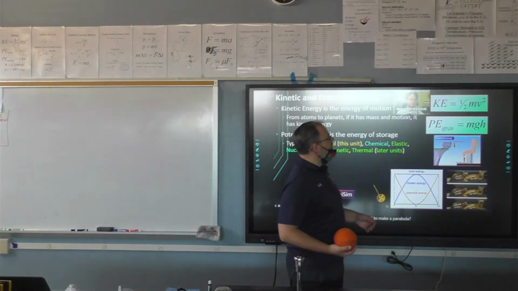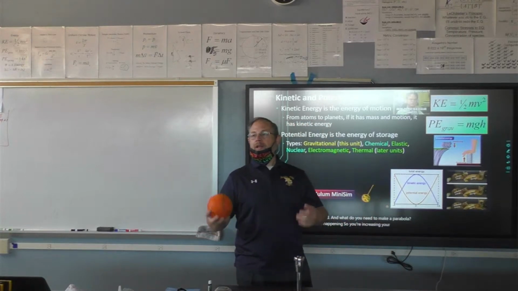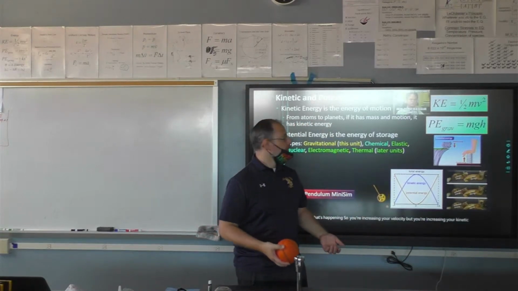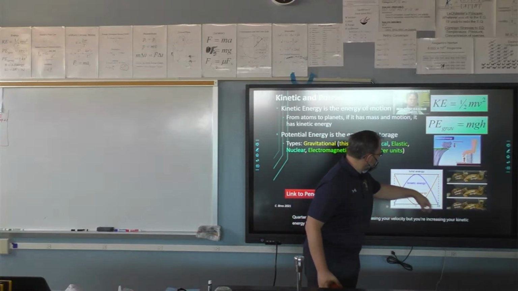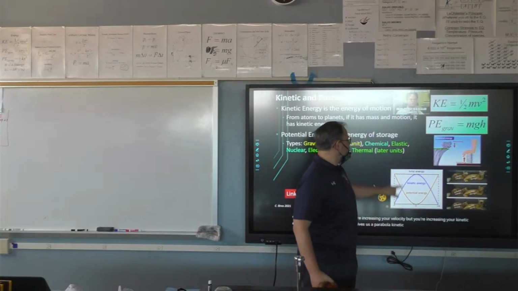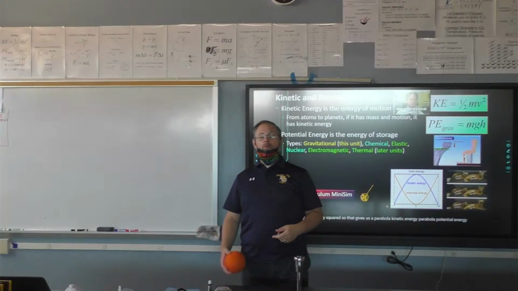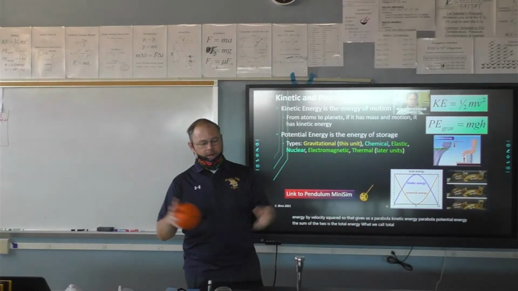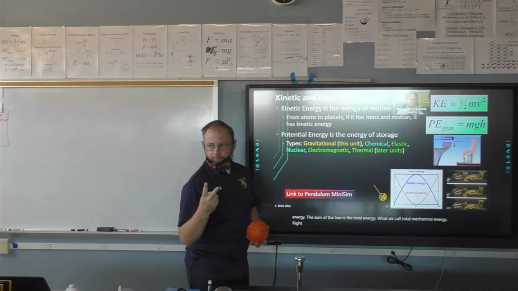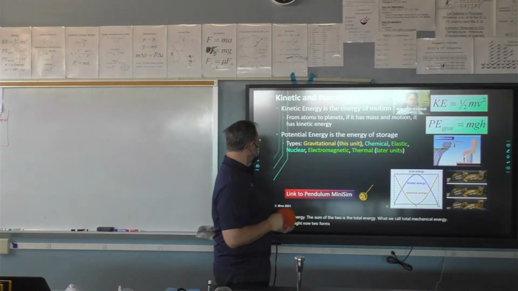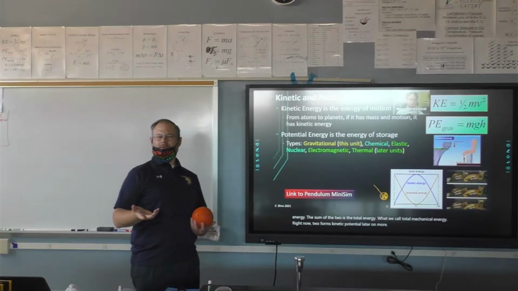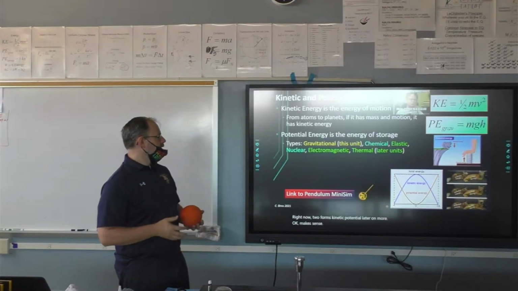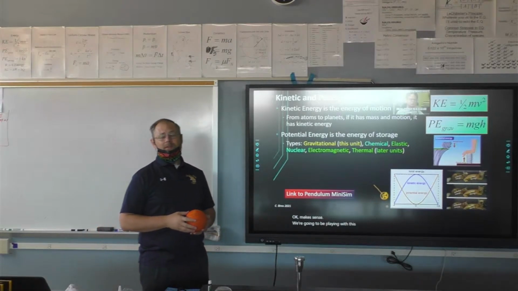So you're increasing your velocity, but you're increasing your kinetic energy by velocity squared. So that gives us a parabola for kinetic energy and a parabola for potential energy. The sum of the two is the total energy, what we call total mechanical energy. Right now, two forms, kinetic and potential. Later on, more. Okay? Make sense?